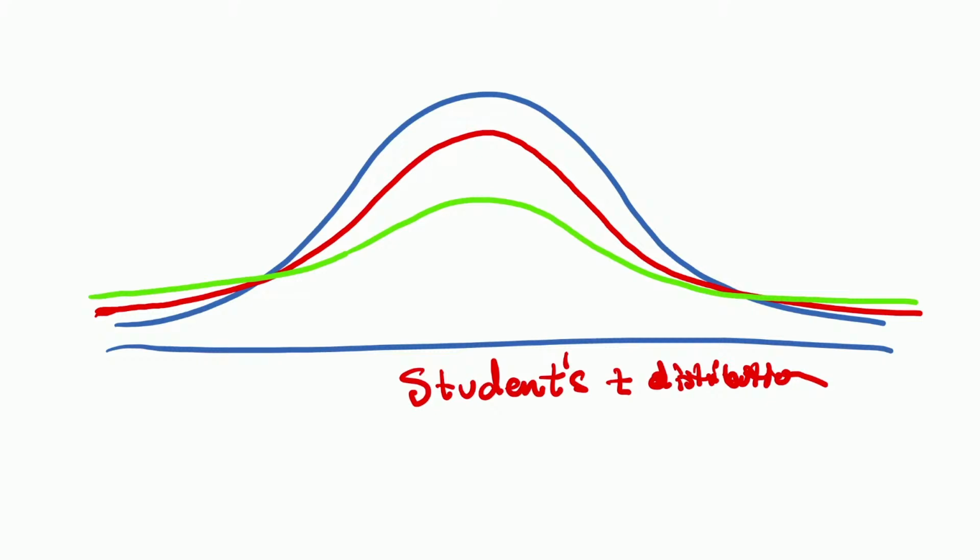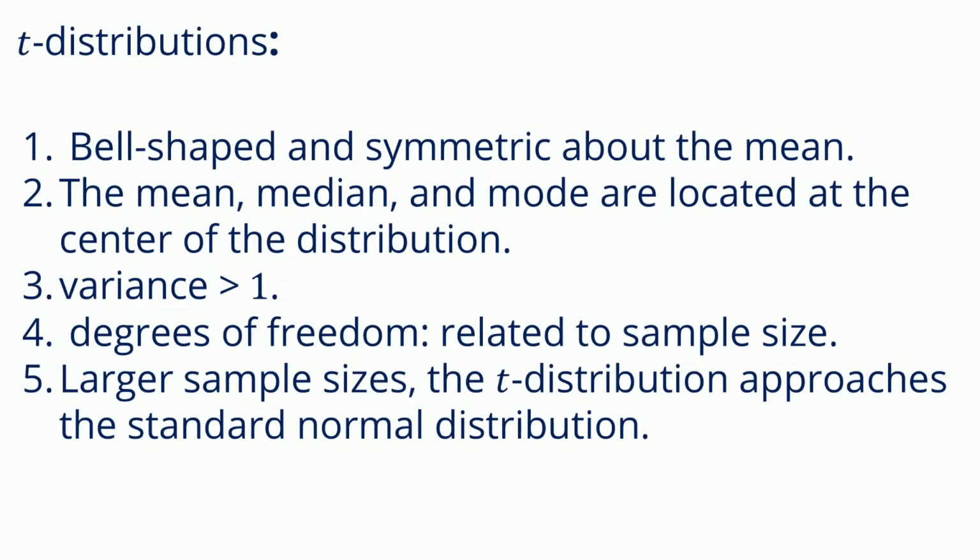So that's the distribution that we use for the confidence interval for a mean. It's all built into Excel, so you don't have to worry about the formula. Here are some properties. It's bell-shaped and looks like a normal distribution. The mean, median, and mode are all located at the center, just like a normal distribution. The variance is a little bit bigger than 1 for the standard t-distribution, so it's kind of squished out at the sides. The degrees of freedom, that's the thing that's going to be tricky. It's related to the sample size.